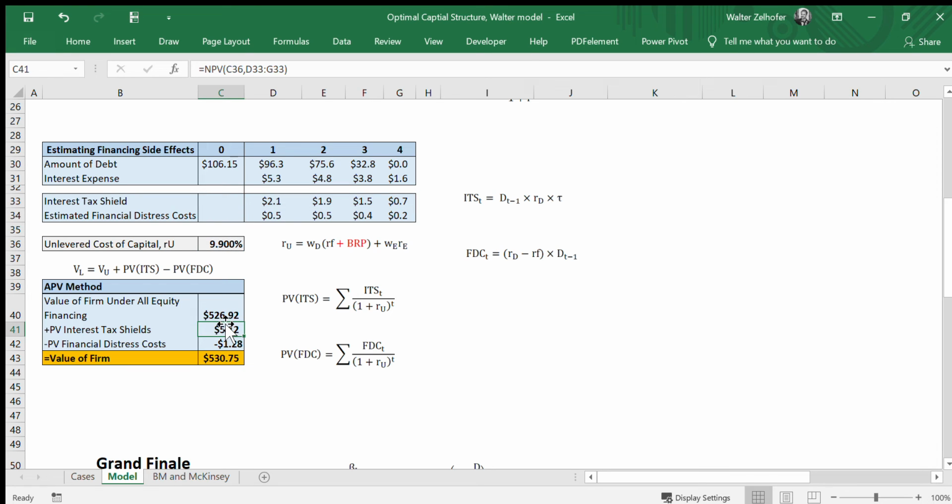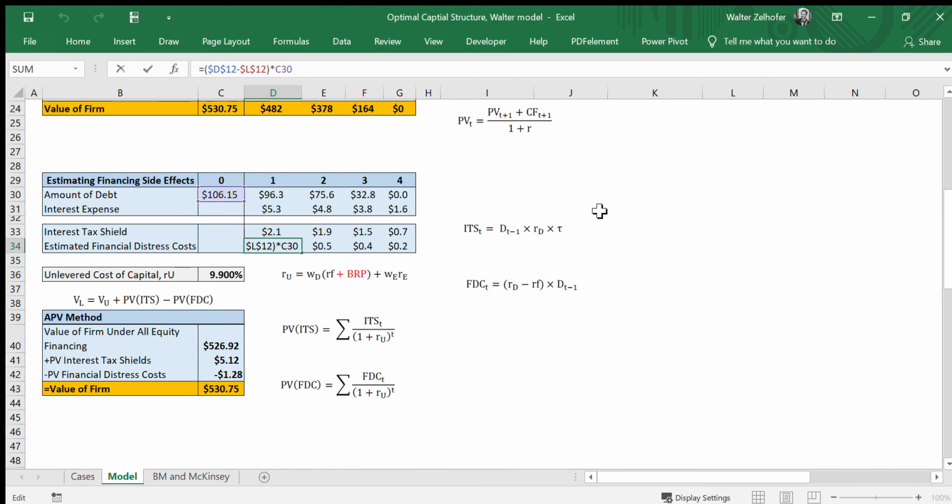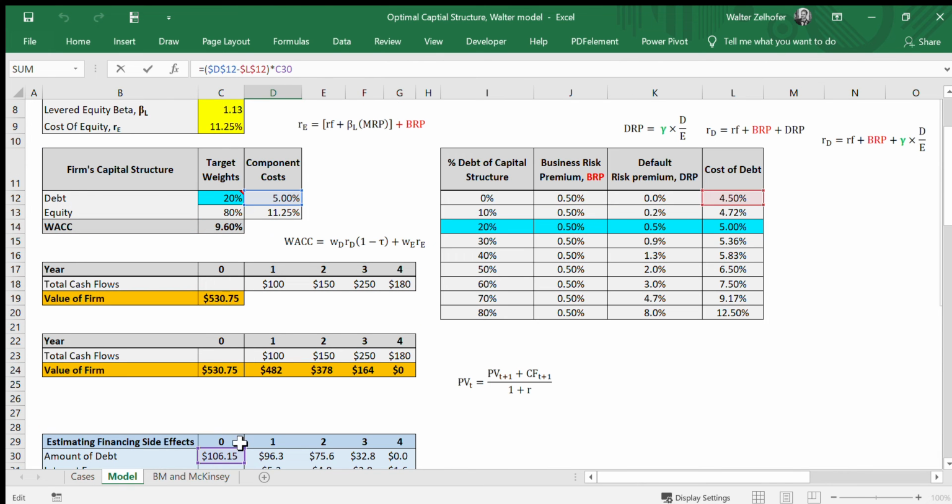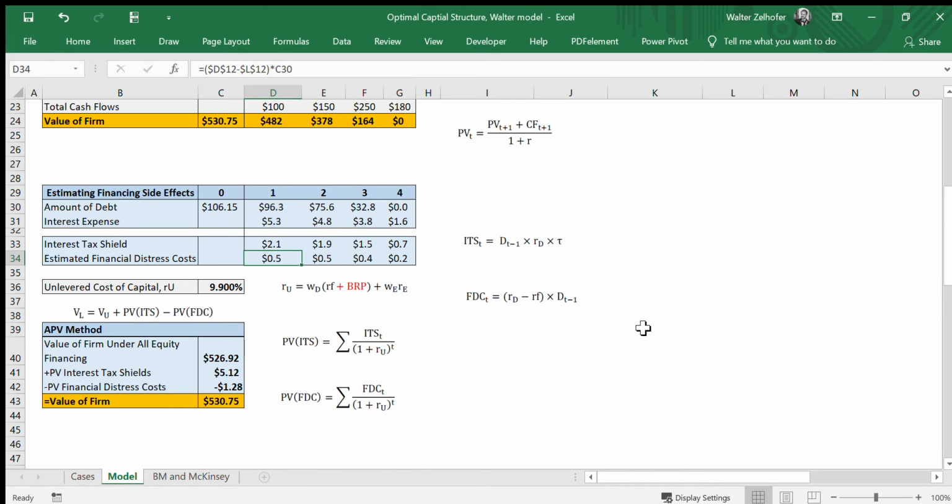So when we estimate the present value of the interest tax shields, we're discounting that at the unlevered cost of capital. Another assumption that I'm making is that the financial distress costs, again, what we're doing is we're estimating that as the spread, the extra interest that we pay due to the fact that lenders are charging a higher interest rate, that could also be discounted at the unlevered cost of capital. And the optimal capital structure is going to be the one that maximizes the value of the firm. It's a balancing act between the benefits of debt financing with the financial distress costs that debt brings about.